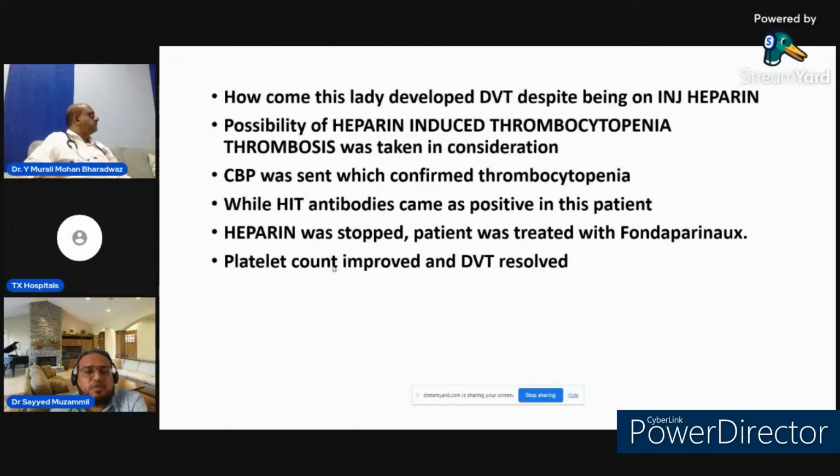The possibility of heparin-induced thrombocytopenia thrombosis was taken into consideration because she was exposed to heparin. A complete blood picture was sent, and it revealed thrombocytopenia. We sent HIT antibodies, and they came back positive in this patient. So we stopped the heparin, and we treated this patient with fondaparinux. Later, her platelet count improved and the DVT resolved. We initiated dabigatran as an anticoagulation protocol for her for 3 months, and this was the reason for the DVT.